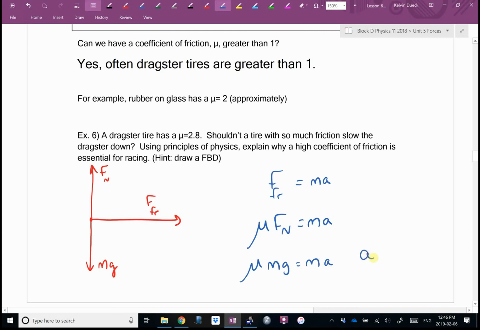If you want the expression for the acceleration of any car, it's mu mg divided by m. Oh, wait a minute. Actually, the m's cancel. The acceleration of a car depends on how sticky the tires are and what planet you're on. You don't accelerate as well on the moon, because g is less. So as mu gets bigger, as this number here gets bigger, your acceleration gets bigger, and so this doesn't slow the dragster down, it speeds it up.